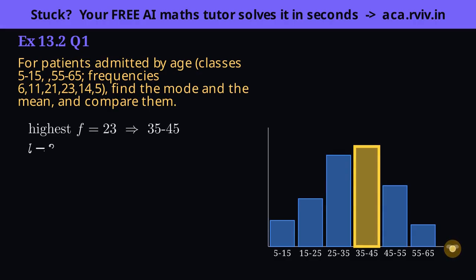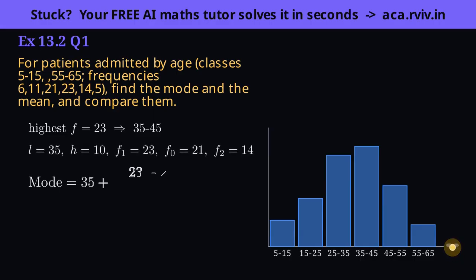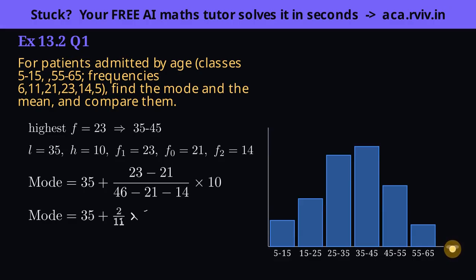Read off the four things the mode formula needs: lower limit l, width h, and the three frequencies, the peak f1 and its neighbors f0 and f2. Notice both neighbors are fairly close to the peak, so we expect only a gentle lean. Substitute. The numerator 23 minus 21 is small, the left neighbor is nearly as tall, so the mode won't move far into the class. Simplify. 2/11ths of the width 10, about 1.8, added to 35 gives a mode near 36.8 years.